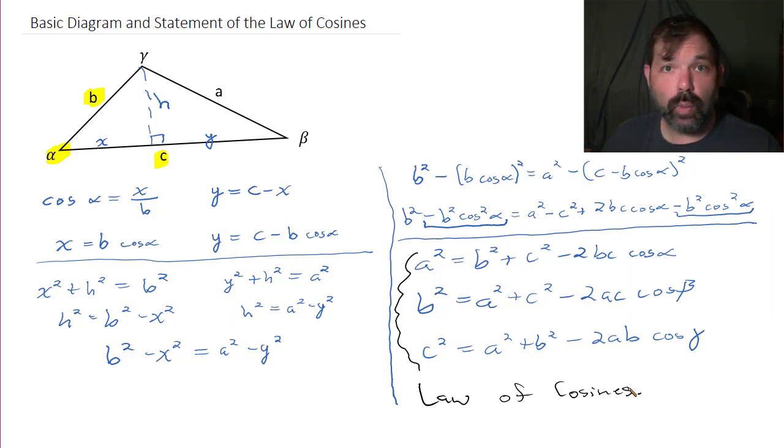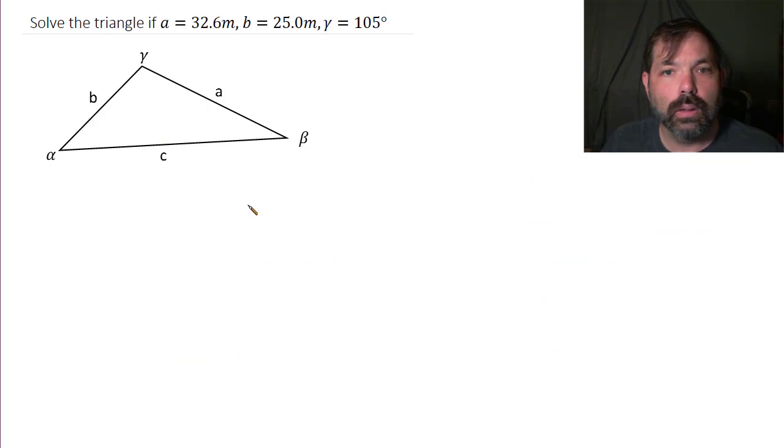All right, so let's see how we can use this. Solve the triangle if a is 32.6 meters, b is 25.0 meters, and gamma is 105 degrees. So let's write these in. a is 32.6 meters, b is 25.0 meters, and gamma is 105 degrees.